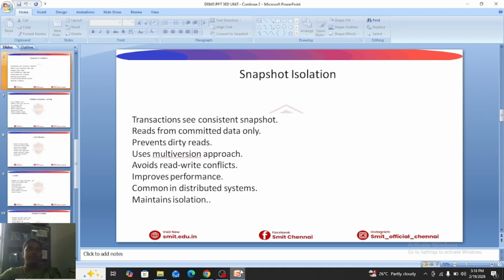Moving on to snapshot isolation. A transaction sees a consistent snapshot, reads from committed data only, and prevents dirty reads. It uses multi-version approaches, avoids read-write conflicts, and improves performance. It is common in distributed systems and maintains isolation.